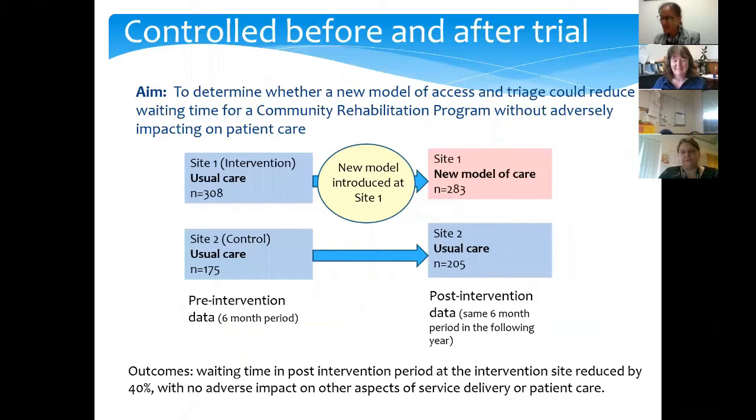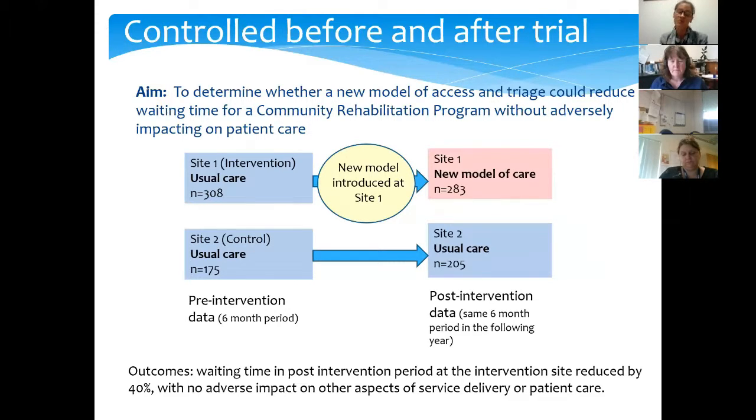Yeah, that's it. So this is a control before and after trial. Before and after data is often collected as part of quality projects and smaller scale research projects. And as I'm sure you'll be aware, it's often a bit subject to bias. It can be hard to tell how much the outcomes that were achieved can be attributed to the intervention.